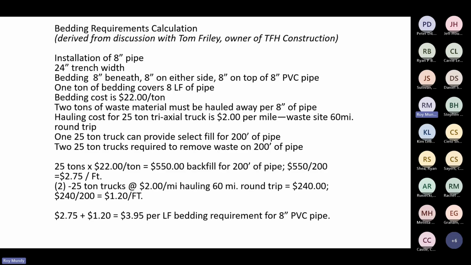When he puts in PVC pipe, with all of the work he has to put into it and extra cost for select material, he adds $3.95 to each foot of PVC pipe he puts in, over and above what he would add to ductile iron pipe for this particular scenario.